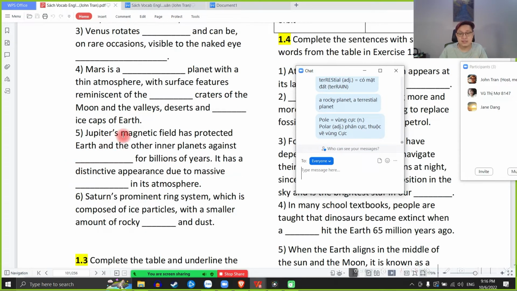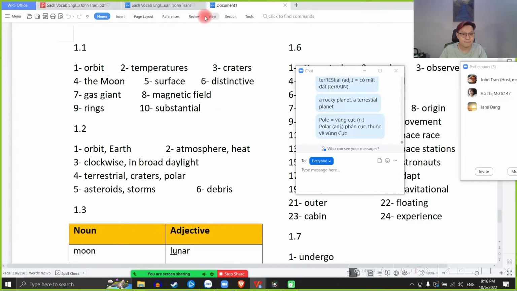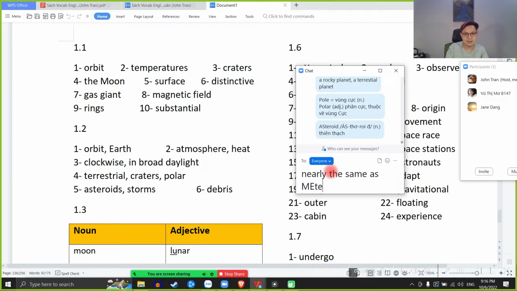Number 5. Jupiter's magnetic field has protected Earth and other inner planets against asteroids. Asteroid cũng là thiên thạch thôi. So basically asteroid is very similar to meteor. Nearly the same as meteor. Giống cái từ hồi nãy, meteor. Asteroid là thiên thạch. Asteroids.